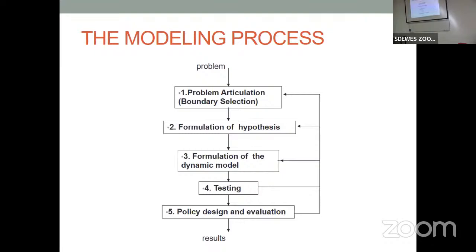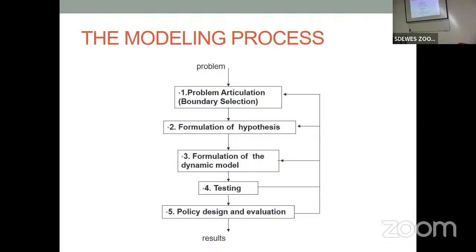Then we try to formulate the dynamic model. Then we test. The testing, we will need data, of course, so to check if the model works like the real system. Then, if we have enough confidence in the model, we can say, okay, this model is a good one to solve my problems or the problems we have. So we can start with policy design and evaluation. So it will help us to decide what to do, and we will obtain results.